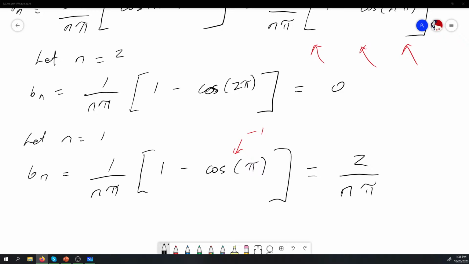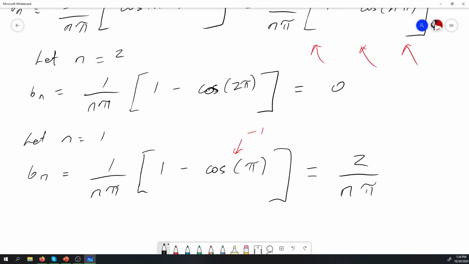Sorry, cosine of 2 pi will give us a value of 1, and the value in the brackets would resolve. Let me just draw it out for you guys. This here will resolve to a value of 1. And 1 minus 1 here in the brackets will just end up being 0.